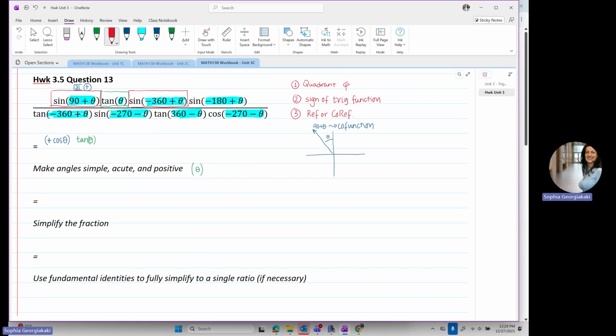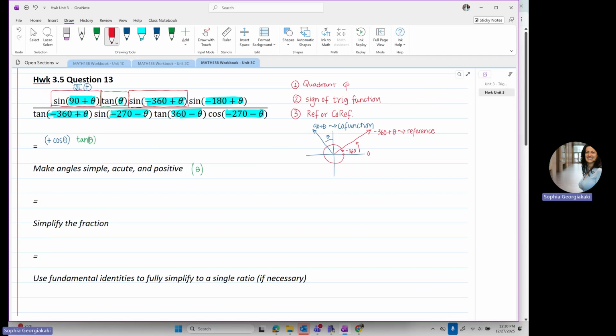So I need to find out where that angle is. So I'm going to start here. That's 0 degrees. I'm going to go negative 360, which is over here. And then I'm going to go plus theta. So plus theta will take me to quadrant 1. The reference of theta is at negative 360. Negative 360 is on the horizontal axis, and this is a reference angle.